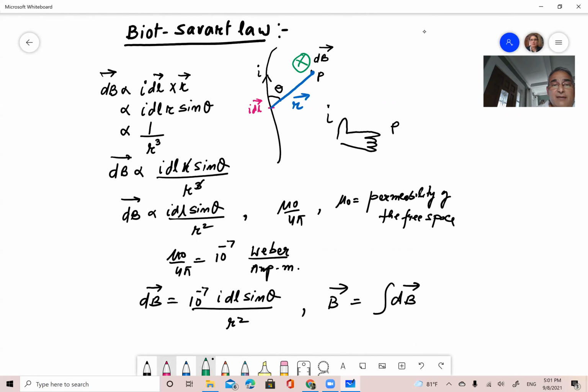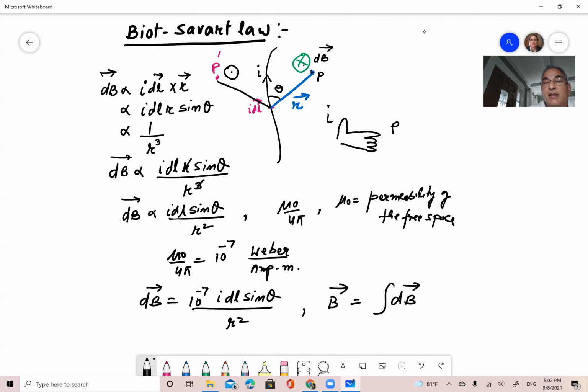Or let's say I have another arbitrary point, P prime, where I want to find the direction of the magnetic field. Then I put my thumb again in the direction of the current, and when I point my fingers towards the point, I have to flip my hand so my palm is facing upward. So the direction of the magnetic field at this point is a dot, meaning the magnetic field is vertically outside the plane of the paper. And at point P, the magnetic field is vertically inside the plane of the paper.